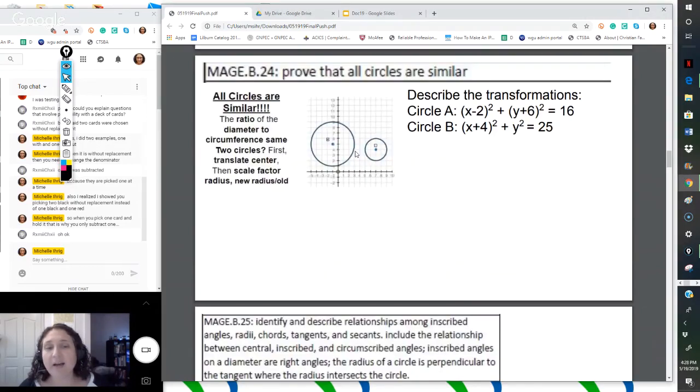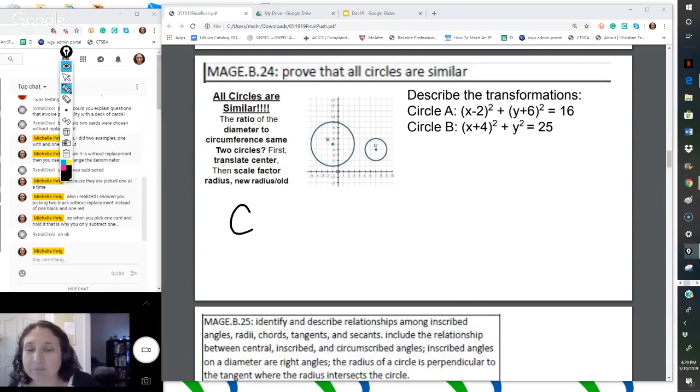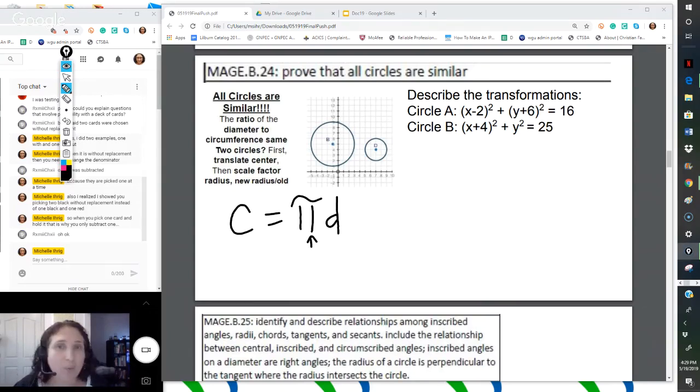So I was going to have you guys type it out, but I'm not going to because I want to move forward. I've been banging this in your head for so long. We know that all circles are similar. The reason that we know all circles are similar is because of the ratio of the diameter to the circumference. Remember that the formula for circumference is pi d. So because this pi is consistent no matter what, it's always multiplied by pi, that's why circles are similar.